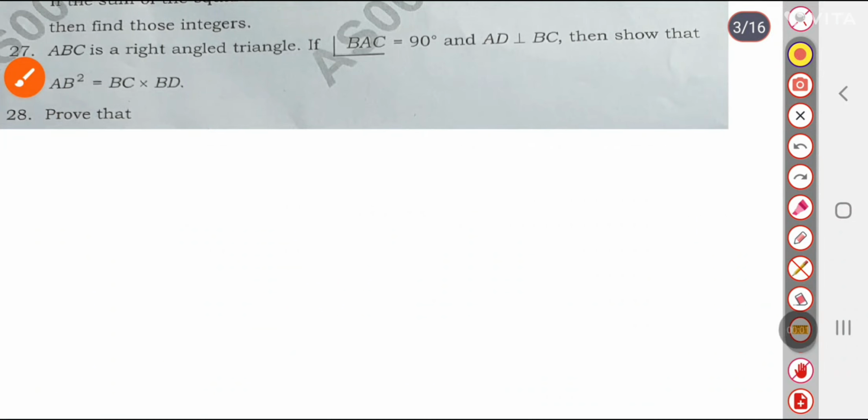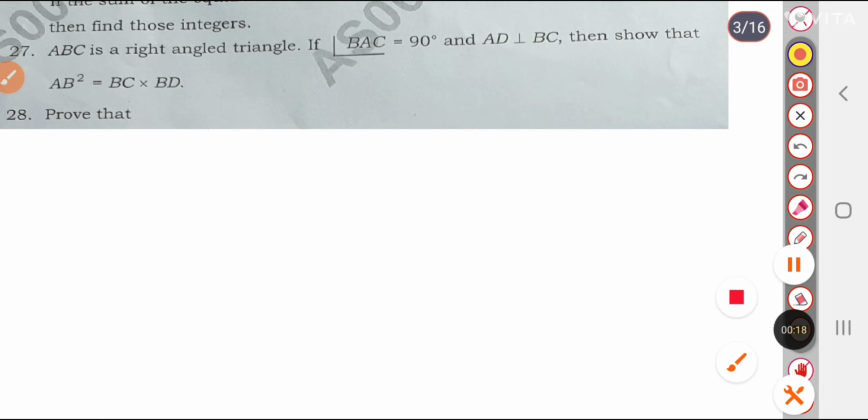Next question, question number 27. ABC is a right angle triangle, angle BAC is equal to 90 degrees and AD is perpendicular to BC, then show that AB square is equal to BC into BD.